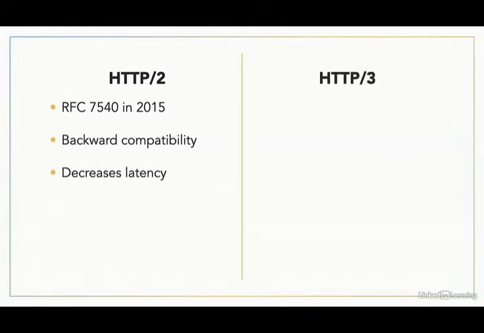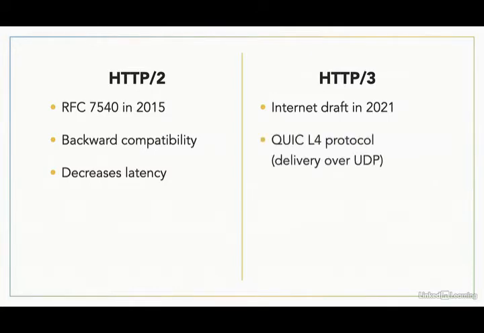HTTP 3 became an internet draft in 2021, with default support in many major web browsers as of 2020. HTTP 3 switches to the Transport Layer Network Protocol QUIC, which does delivery over UDP instead of TCP to provide even more efficiencies. HTTP is a core component of any internet connection, and with the rise of hosted browser-based services, it has become essential.